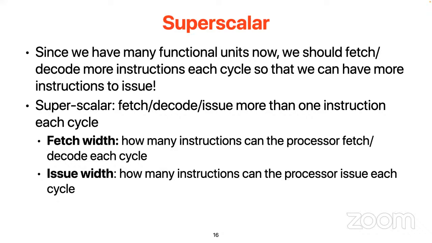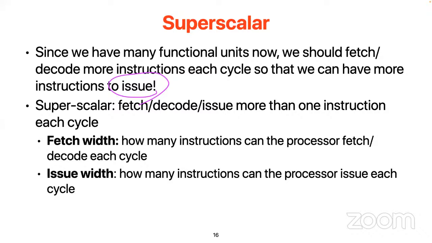So that's decode, right? And after decode, you can finally decide on a functional unit, or say we can put an instruction into execution, which is called issue, right? Issue means how many instructions we can put into execution at any cycle. So superscalar means that we want the processor to have the ability of fetching, decoding, and putting multiple instructions into execution at each cycle. So that's the basic idea of superscalar.